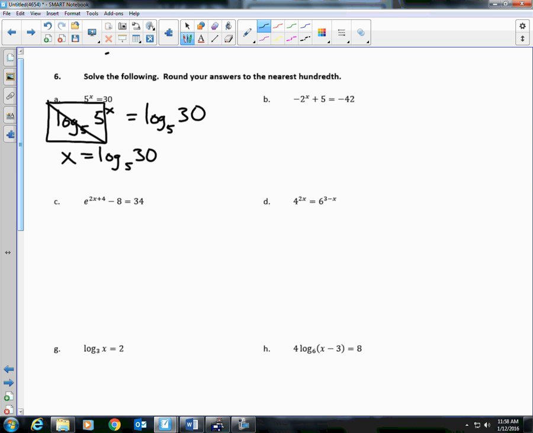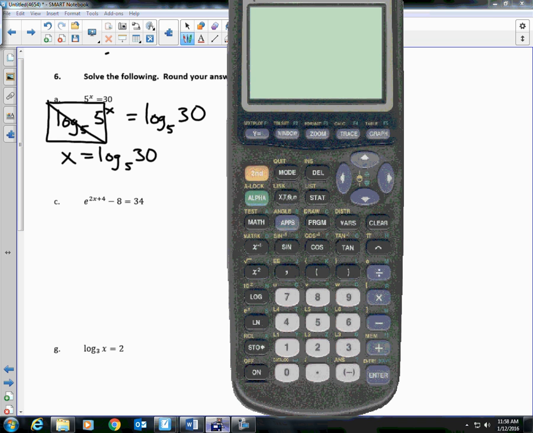Okay? So on our calculator, we do log of 30 divided by log of 5. So this is the change of base formula that you have on the front of your notes. What is the base in the problem I'm pointing to right now? What's the base as I'm typing in my calculator?